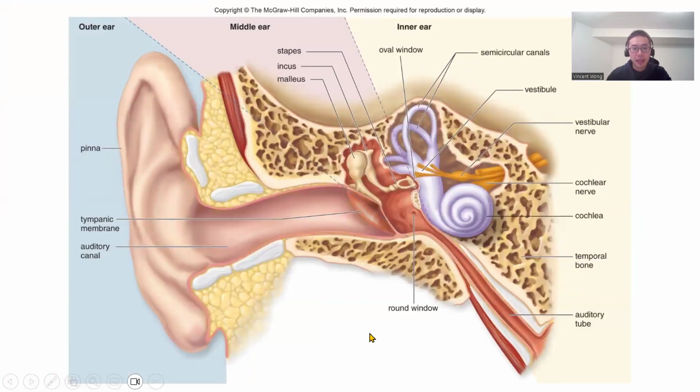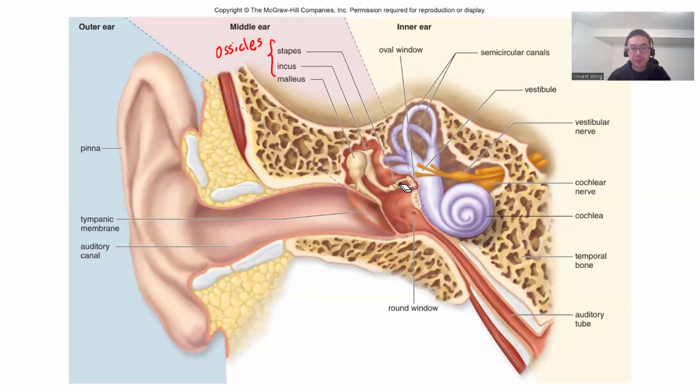Now we already labeled this, but the ear is separated into outer ear, middle ear, as well as inner ear. Outer ear includes the pinna, which is the ear, and then the auditory canal. We also have the tympanic membrane, or the eardrum, right? And then for the middle ear, we have the three ossicles: stapes, incus, malleus. Together, they're called ossicles. They are responsible for amplifying the sound that's coming in.